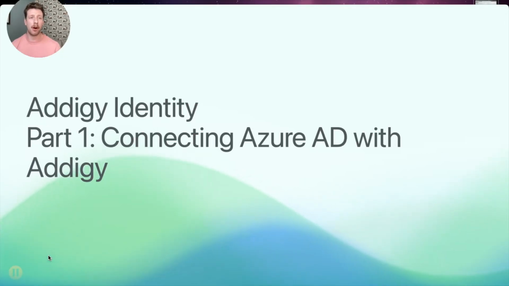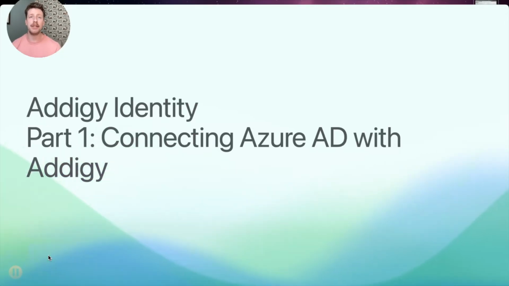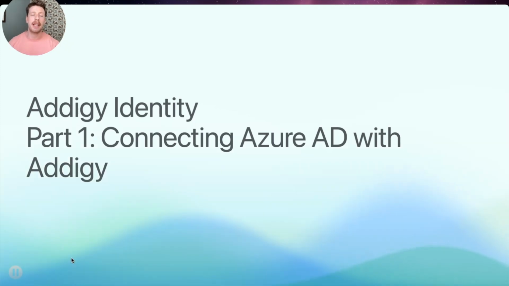Today's video is part one of setting up Addigy Identity, Addigy's built-in tool to sync macOS accounts with your identity provider. This works with Microsoft Azure, Google, and Okta. We're going to be using Azure as our example today, but the other two are similar setup processes as well.